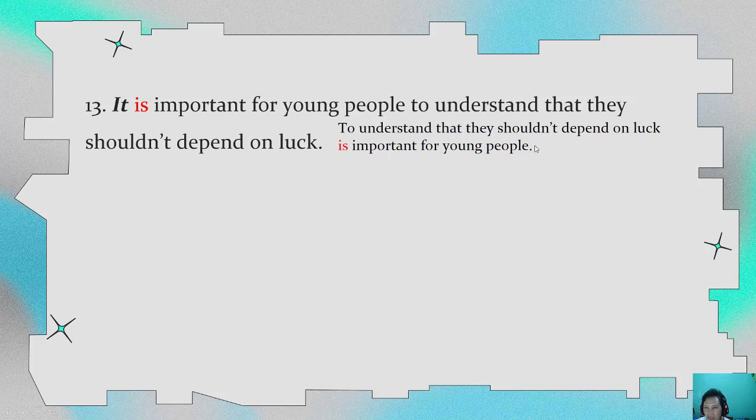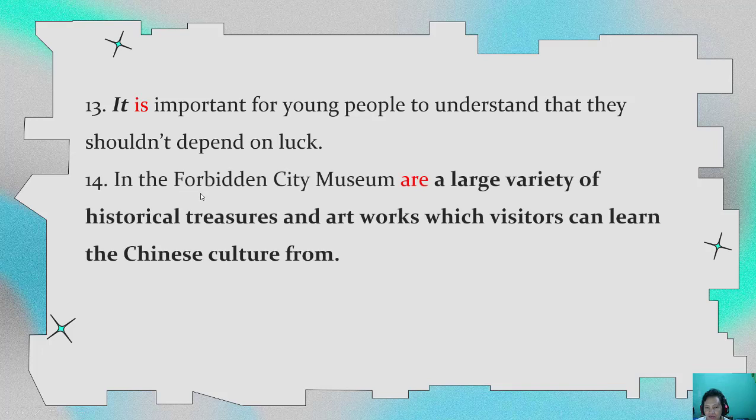So put it here. Then we need a subject. The subject is it, always it. So it doesn't mean anything or it doesn't refer to anything. That's why it is called impersonal it. When you have impersonal it, it is still considered as the subject and this is the predicate. Okay, number 14. In the Forbidden City Museum are a large variety of historical treasures and artworks which visitors can learn the Chinese culture from.